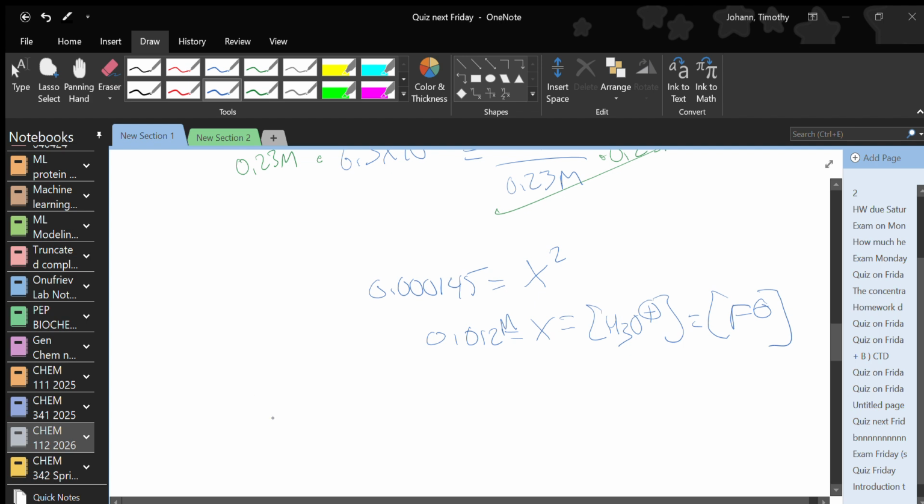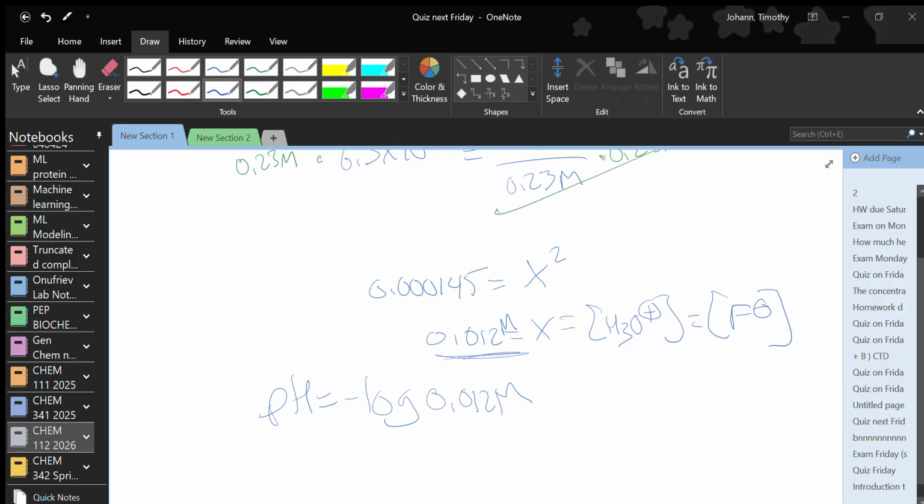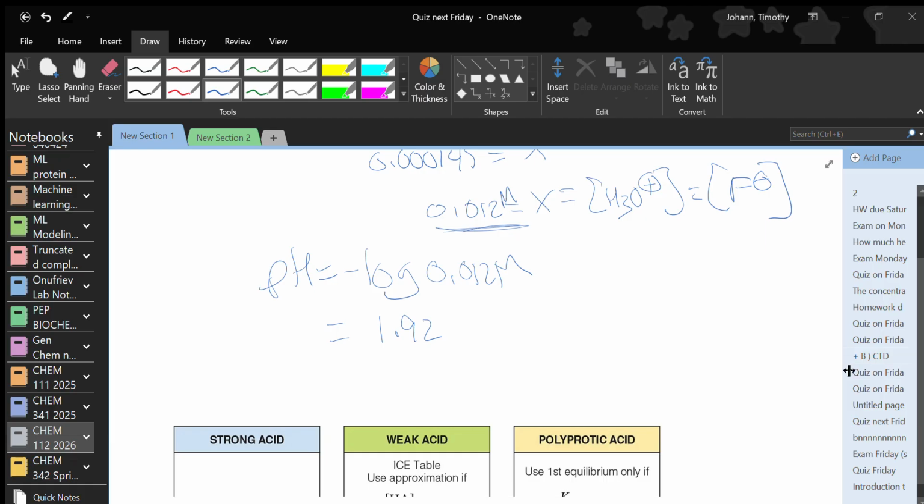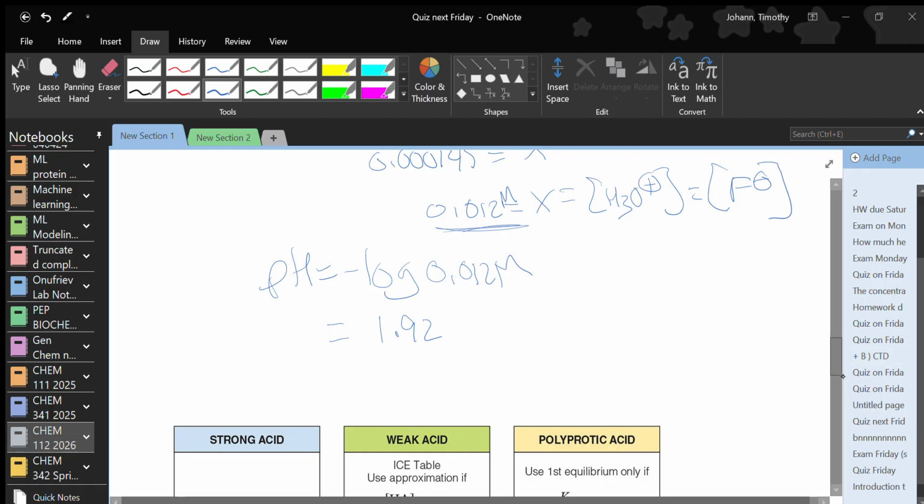And so then I'm just going to solve for the pH. The pH is equal to the negative log of, this is my H plus concentration, 0.012 molar. And I get a pH of 1.92. Is that what other people got? If you had rounded a little bit differently, you might have gotten something slightly different, but something about there. Questions? So that's a weak acid, yes.